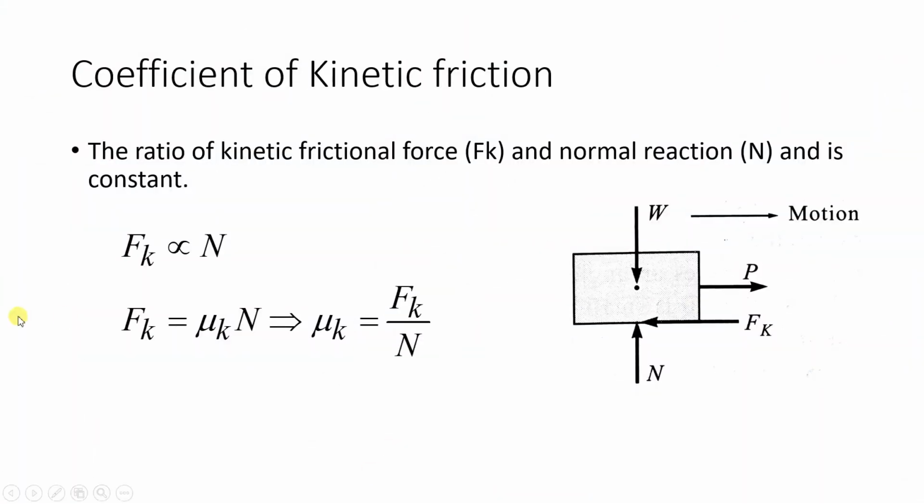Next is the coefficient of kinetic friction. It is the ratio of kinetic frictional force Fk and normal reaction N, and it is constant. Since we are looking at kinetic friction, the body will be in motion, and the frictional force Fk will be opposite to the direction of motion. It is observed that Fk is proportional to normal reaction N. So remove the proportionality sign, and you get Fk equal to mu k into N. Now this mu k is equal to Fk upon N.